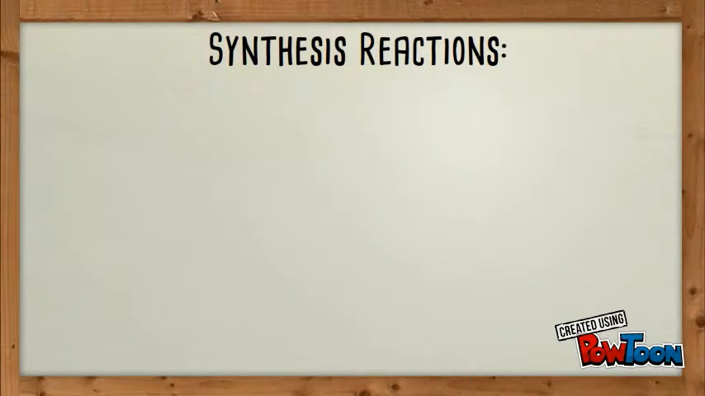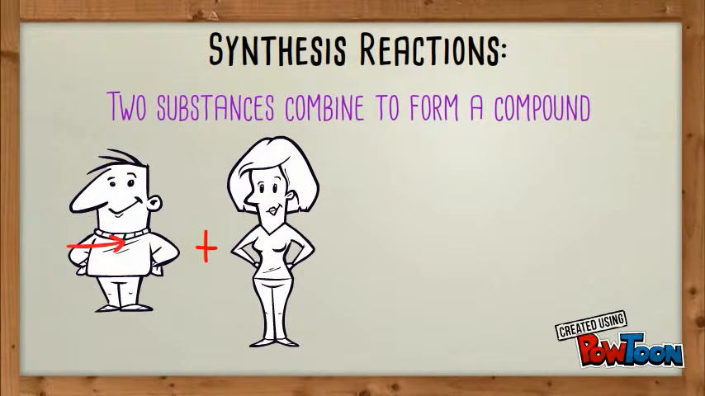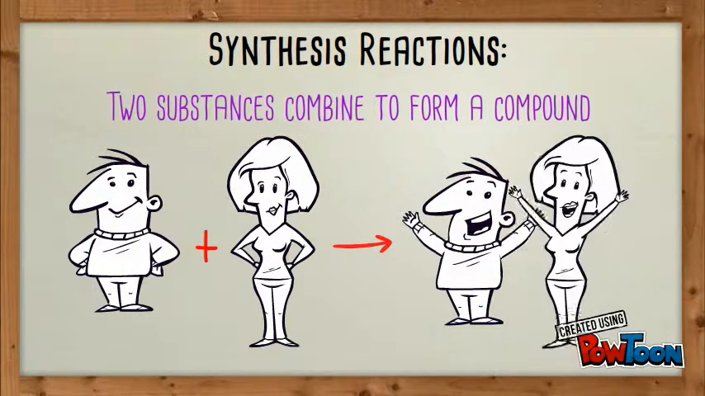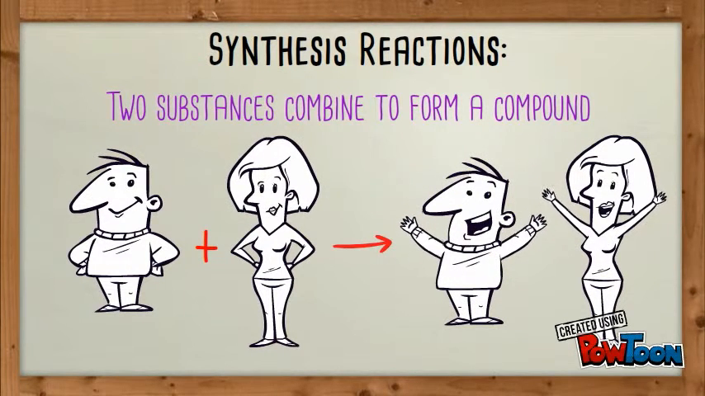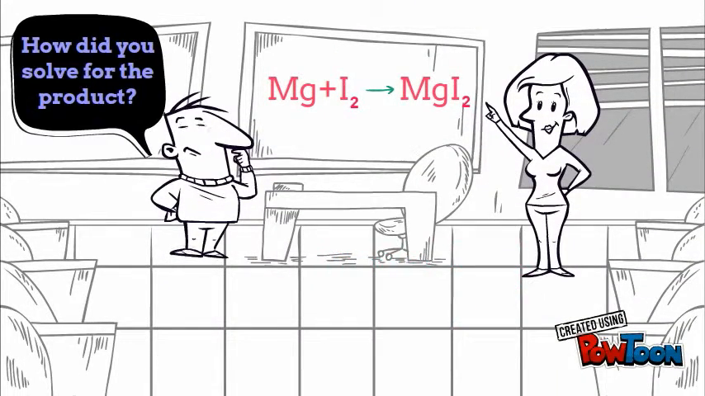Yeah, thanks! Synthesis reactions. These reactions occur when two substances combine to form a compound. In the example below, a man and a woman are added together to form a very happy couple. Here's an example with magnesium iodide.